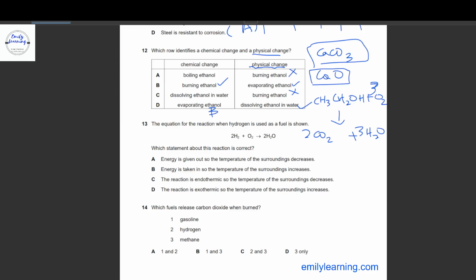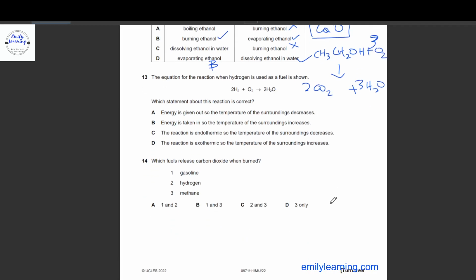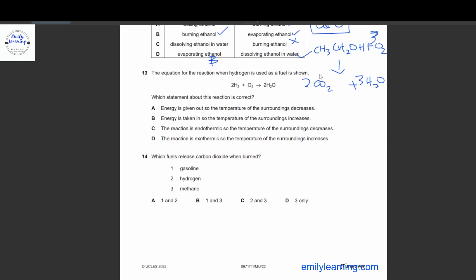Moving on to question 13, the equation for the reaction when hydrogen is used as a fuel is shown here. Which statement about this reaction is true? This H2 plus O2, you form H2O, and it's going to be used as a fuel. If something is going to be used as a fuel, what must it do? It must give out energy, right? If it doesn't give out energy, then what's the point of using it as a fuel? So if something is used as a fuel, straight away, remember it will give out energy.